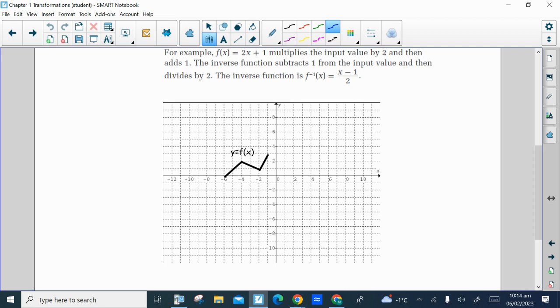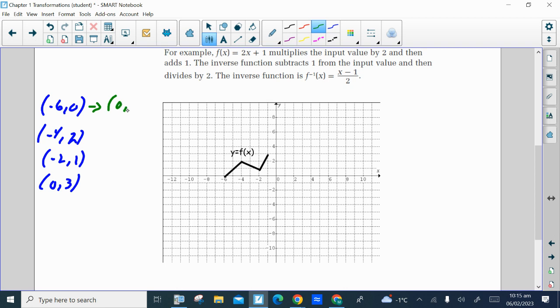It is true that the result of the graphs will be reflections over the line y equals x, but normally that's not the easiest way to graph it. Normally the easiest way is to take points on the original graph and reverse them. So the original graph has points (-6, 0), (-4, 2), (-2, 1), and (0, 3). So to get the points on the inverse, you would just switch them around.